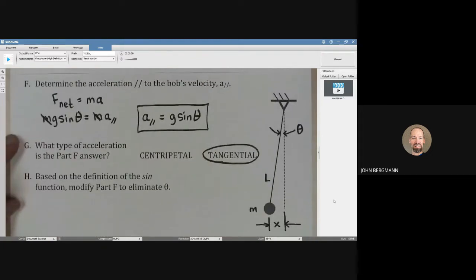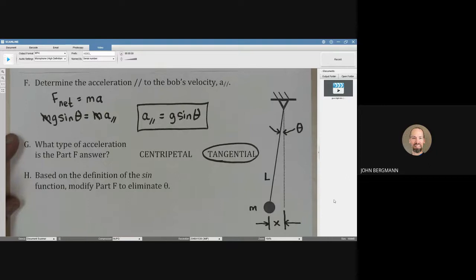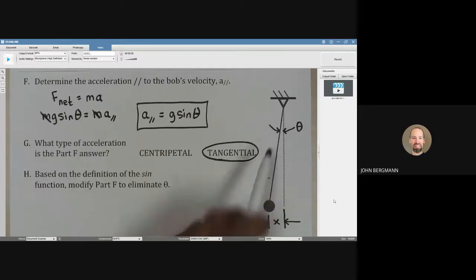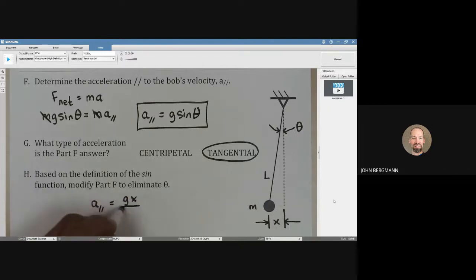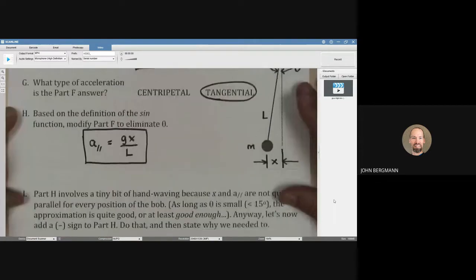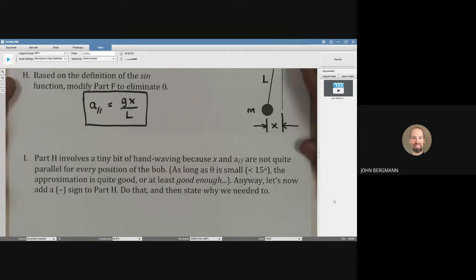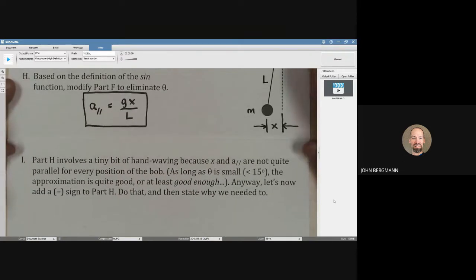Based on the definition of the sine function, modify part F. Well, what's the sine of theta? Let's look at our picture here. Isn't the sine of theta x divided by L? We could modify our earlier answer to look like that. Part H, which we just did there, involves a tiny bit of hand waving because x and a parallel are not quite parallel for every position of the bob. But as long as theta is small, then the approximation is good enough.